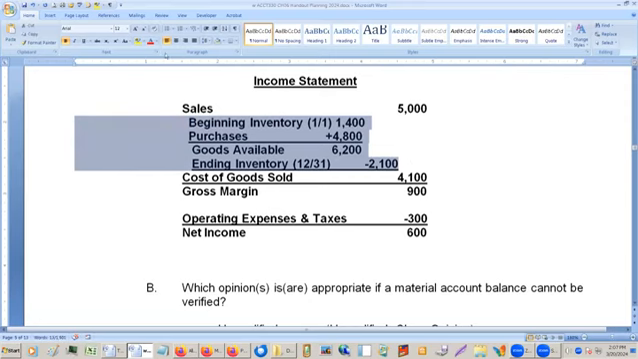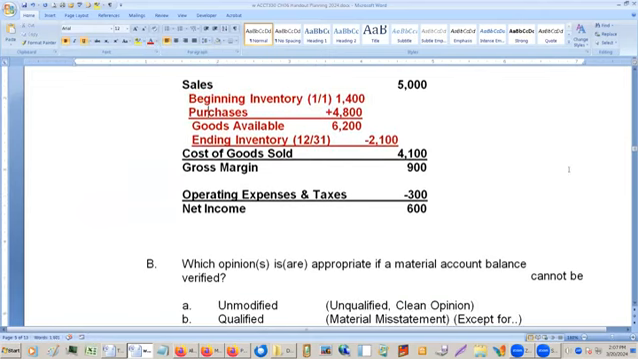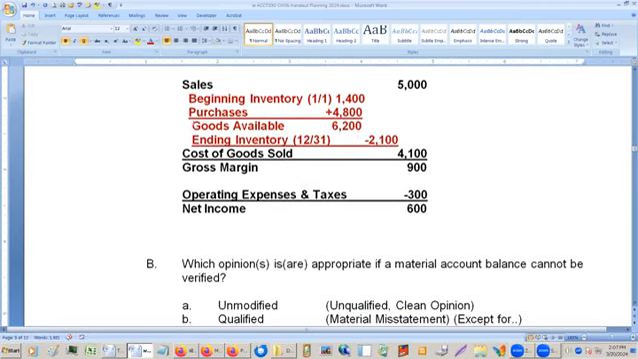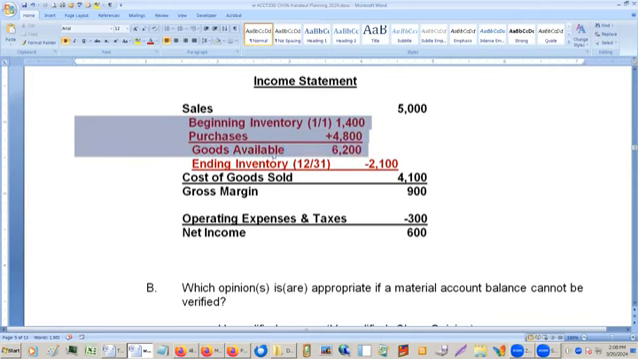So here it is at year end. And we're supposed to verify all these numbers, right? Because here's the goods that are available, and either we sold them or we still have them in inventory. So ending inventory is important. But there's one number on here that we probably cannot get at year end. What is it? Out of all these numbers here, which one is going to be really difficult to verify at year end?